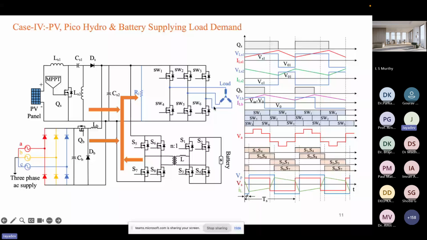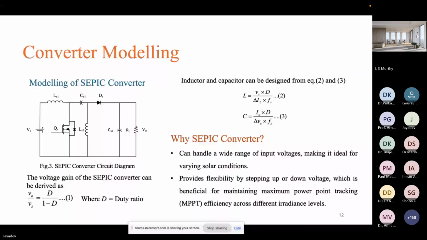Coming to the modeling of the SEPIC converter, as we know, the SEPIC converter consists of two inductors. Designing these two inductors is very crucial. Why use the SEPIC converter and not the normal buck or boost converter? It has some inherent advantages for the PV system. It can handle a wide range of input voltage, making it ideal for variable solar conditions. We know that in a single day, the solar irradiation is changing.